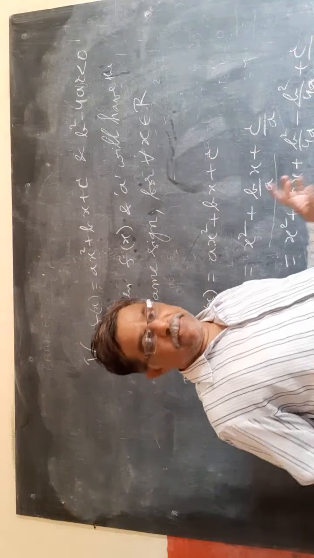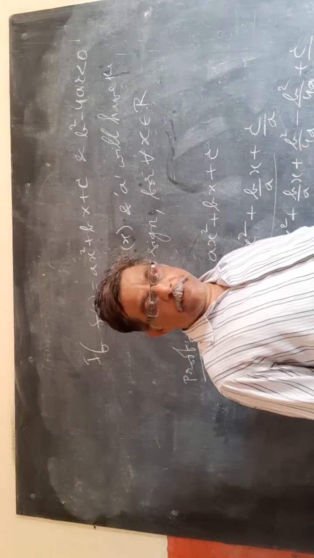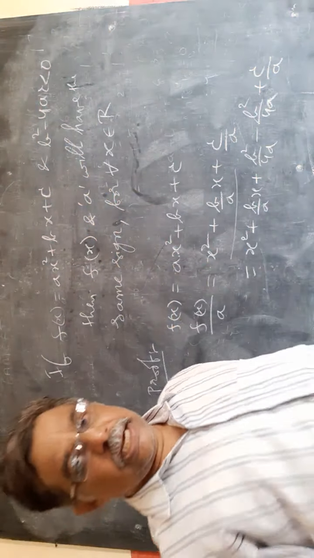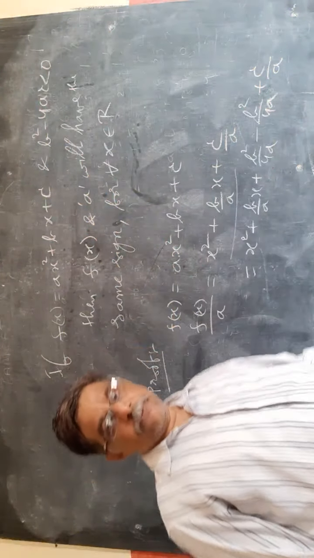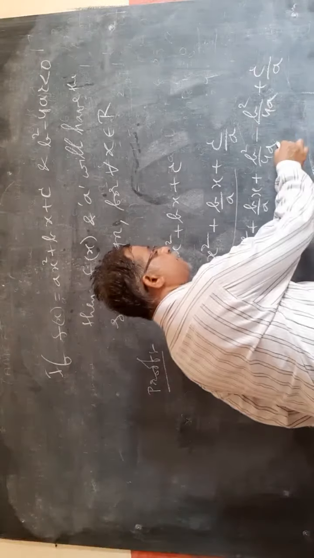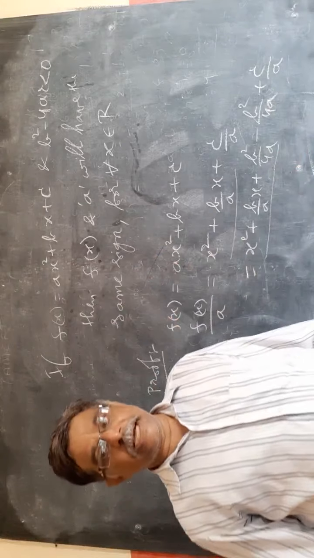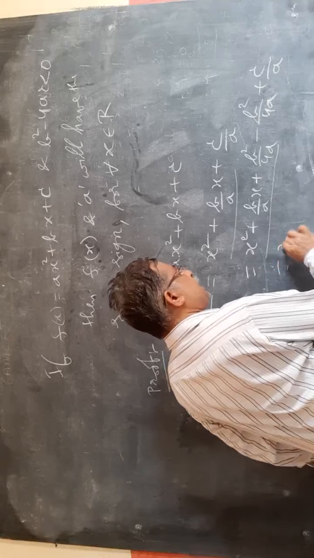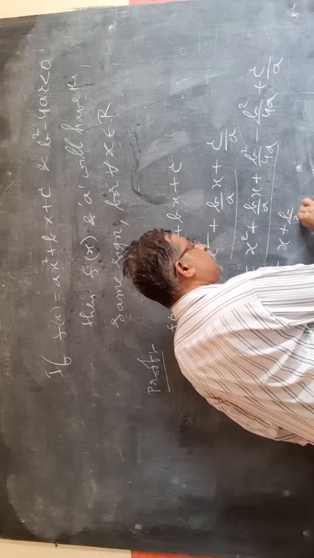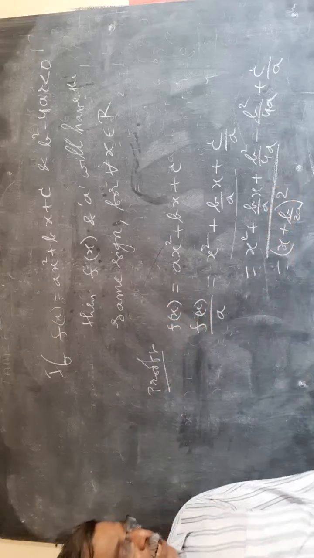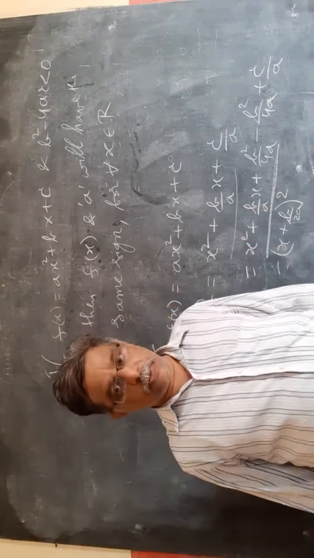I am not changing the given value, I am just adding and subtracting b square by 4a square, so that it becomes a plus b whole square form. This becomes x plus b by 2a whole square.